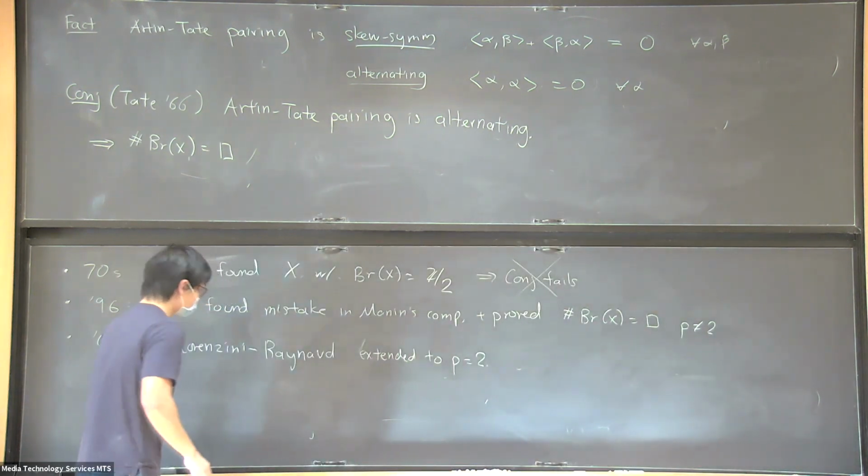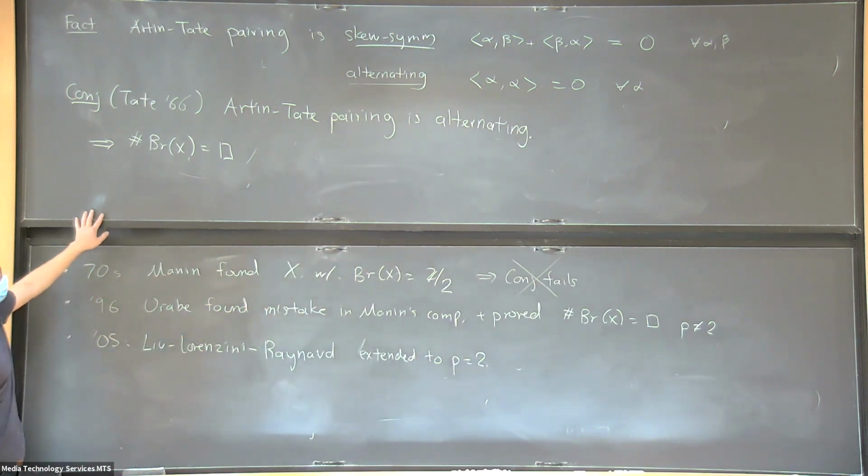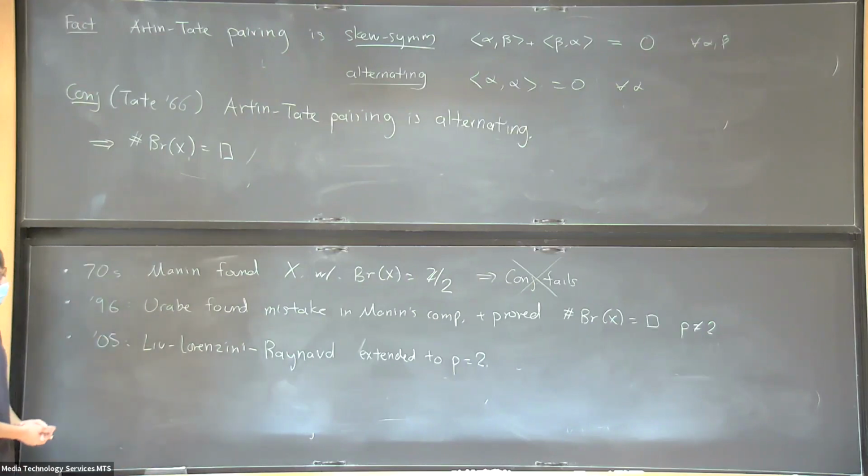So maybe just to comment on these two proofs. It's interesting to ask how you could know something is a perfect square if you didn't know that there was an alternating pairing.